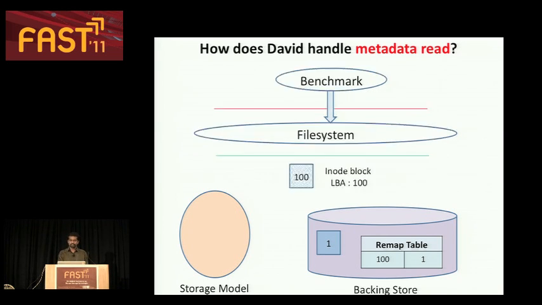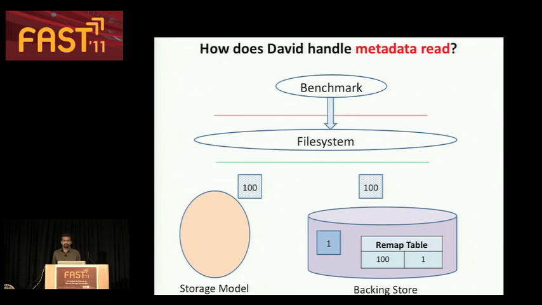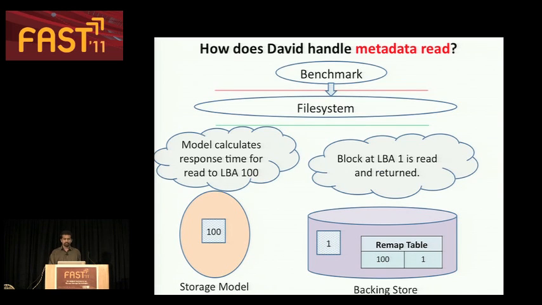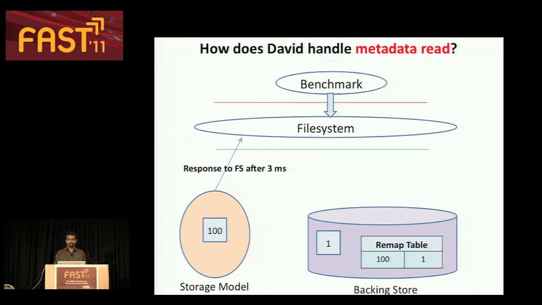The file system tries to read the inode block. David intercepts the metadata read request and uses the storage model to calculate the response time for the request. It consults the remap table to figure out where in the backing store this logical block address 100 was remapped earlier, fetches the data from logical block address 1, and returns back to the file system after a delay calculated by the storage model.